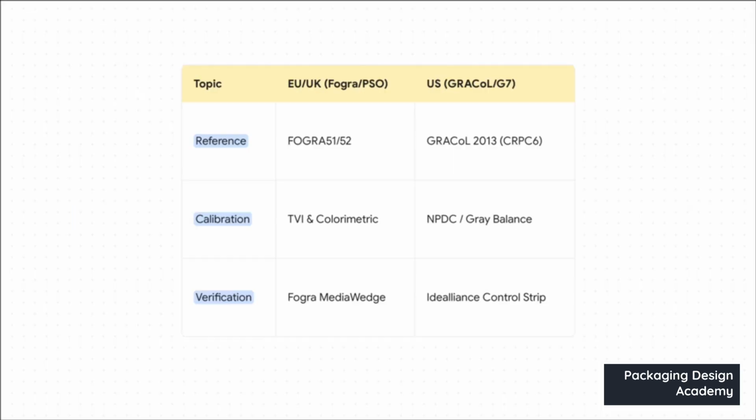Now, about those regional differences we just mentioned. They're pretty important. You don't need to memorize this whole chart, but you need to know which system your printer is using. Are you in a FOGRA world that calibrates to something called TVI, or are you in a GRACoL world that's all about gray balance? Just knowing which language to speak is half the battle.